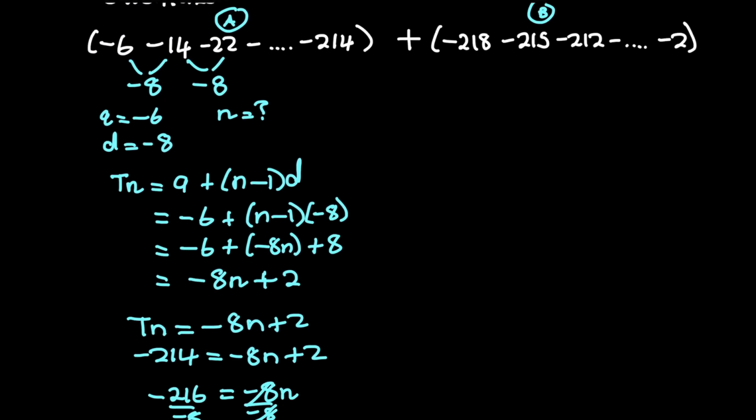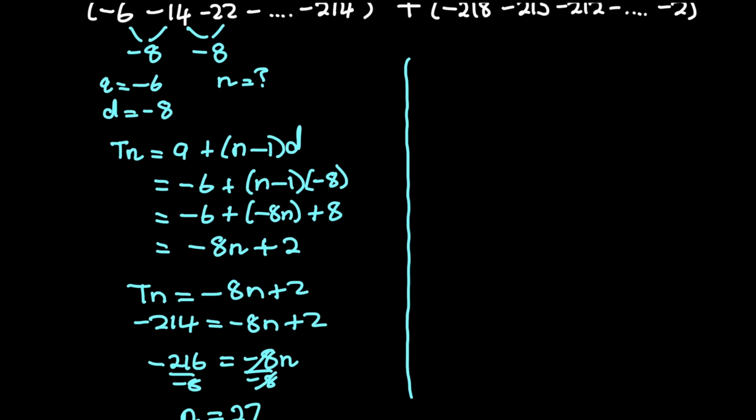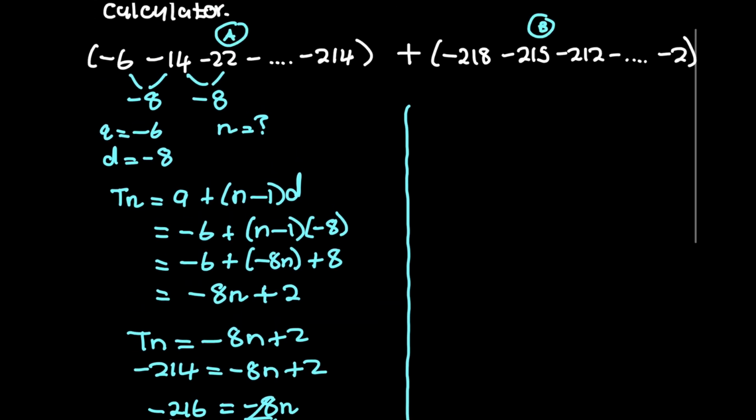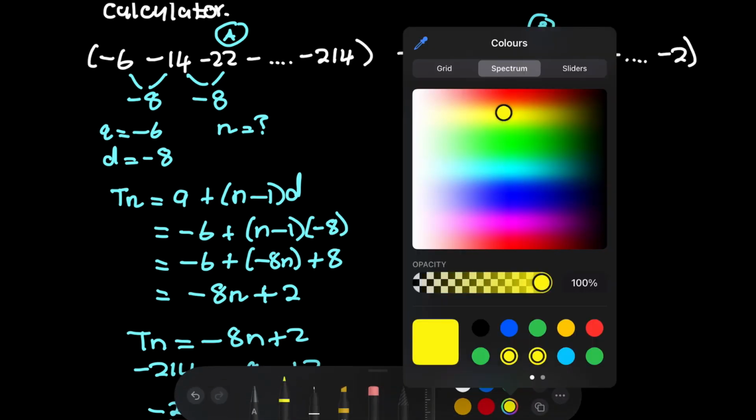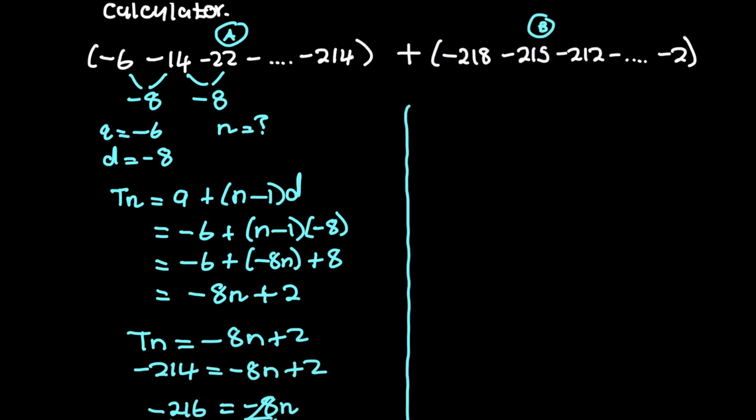Let me do the second one. I'm just going to draw a line so that I can concentrate on the other one. Let me change the color of the pen. I'm going to use yellow. Yellow is a very nice color. Okay, let's start again. Analyze.